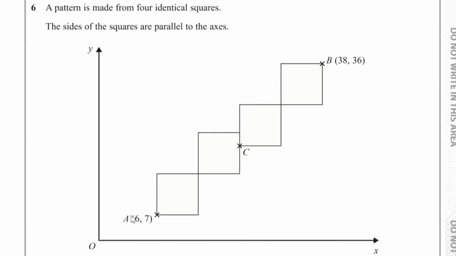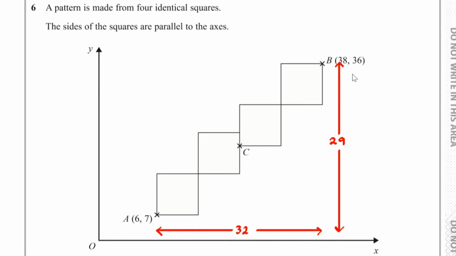Well, if I think about how we go from the 6 to the 38, well, we add 32 to 6 to get 38. And so we can see from A to B in the x direction is 32. Now to go from 7 to the 36, we add 29 to 7 to get 36. And so to go from A to B in the y direction, we add 29.